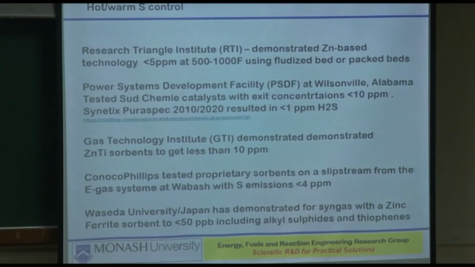So RTI in the US, and this is also all about sulfur control, demonstrated zinc-based material filters, but only at 500 to 1000 Fahrenheit. So 500 is about 260 Celsius. And 1000 you should be able to calculate, I think it's under 800 definitely. So 1000 minus 32 divided by 9 times 5. You should be able to calculate it that way.